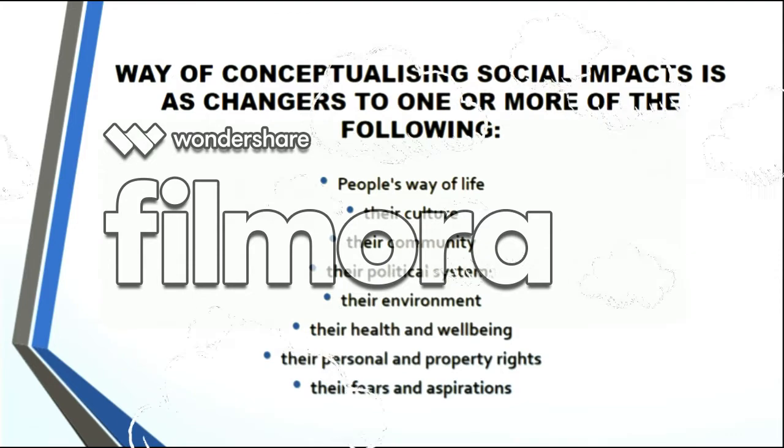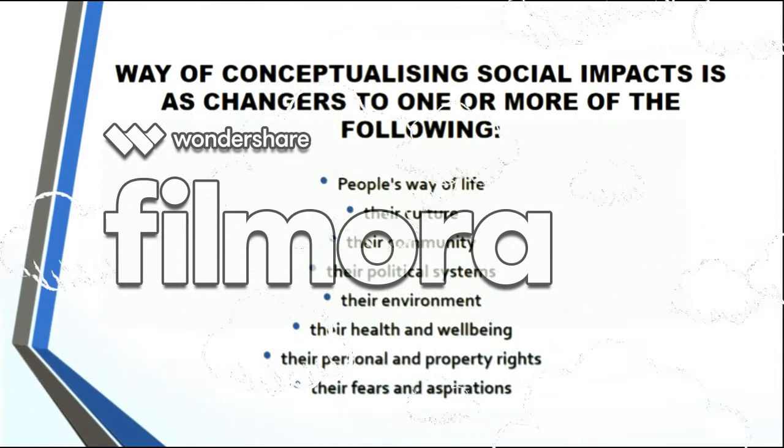In this slide, you must know that one way of conceptualizing social impact is as changes to one or more of the following. We have 8 types. 1. People's way of life. 2. Their culture. 3. Their community. 4. Their political system. 5. Their environment. 6. Their health and well-being. 7. Their personal and property rights. And lastly, 8. Their fears and aspirations.